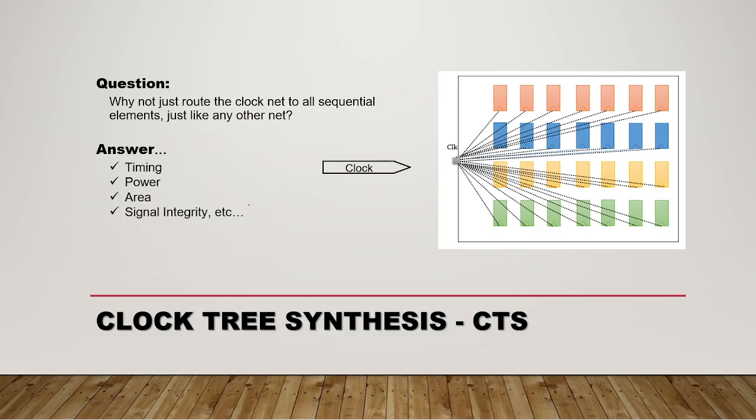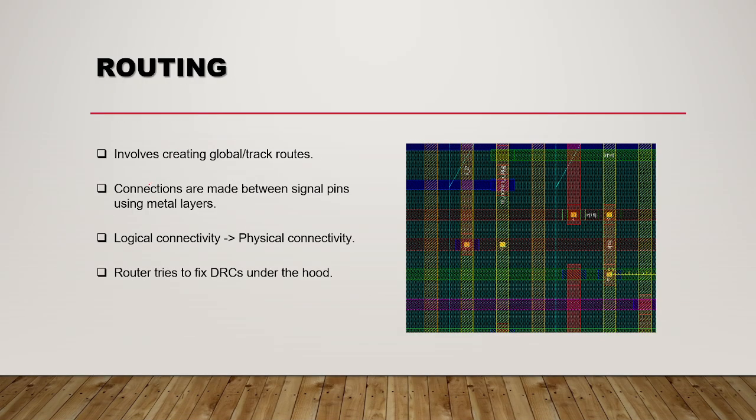Clock tree synthesis: you have a global clock, and each module will not operate on the same clock, right? So that means how the clock is divided. You need to know about timing, power, area, and signal integrity. Routing is nothing but connections. You will study global or track routes, how the connections are made between the signals and metal layers, local connectivity and physical connectivity, and how to fix DRC. DRC is nothing but design rule checks. All those things you are going to study in routing.